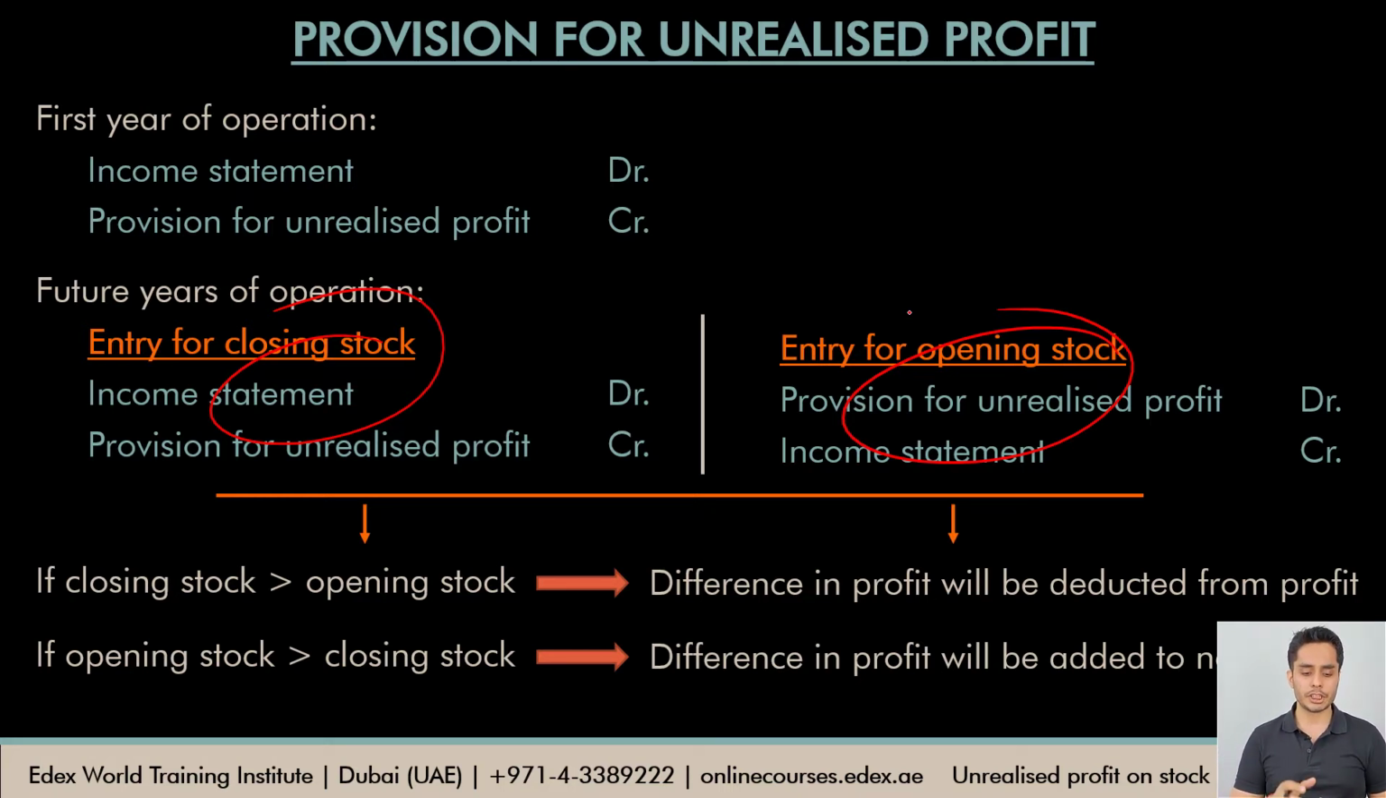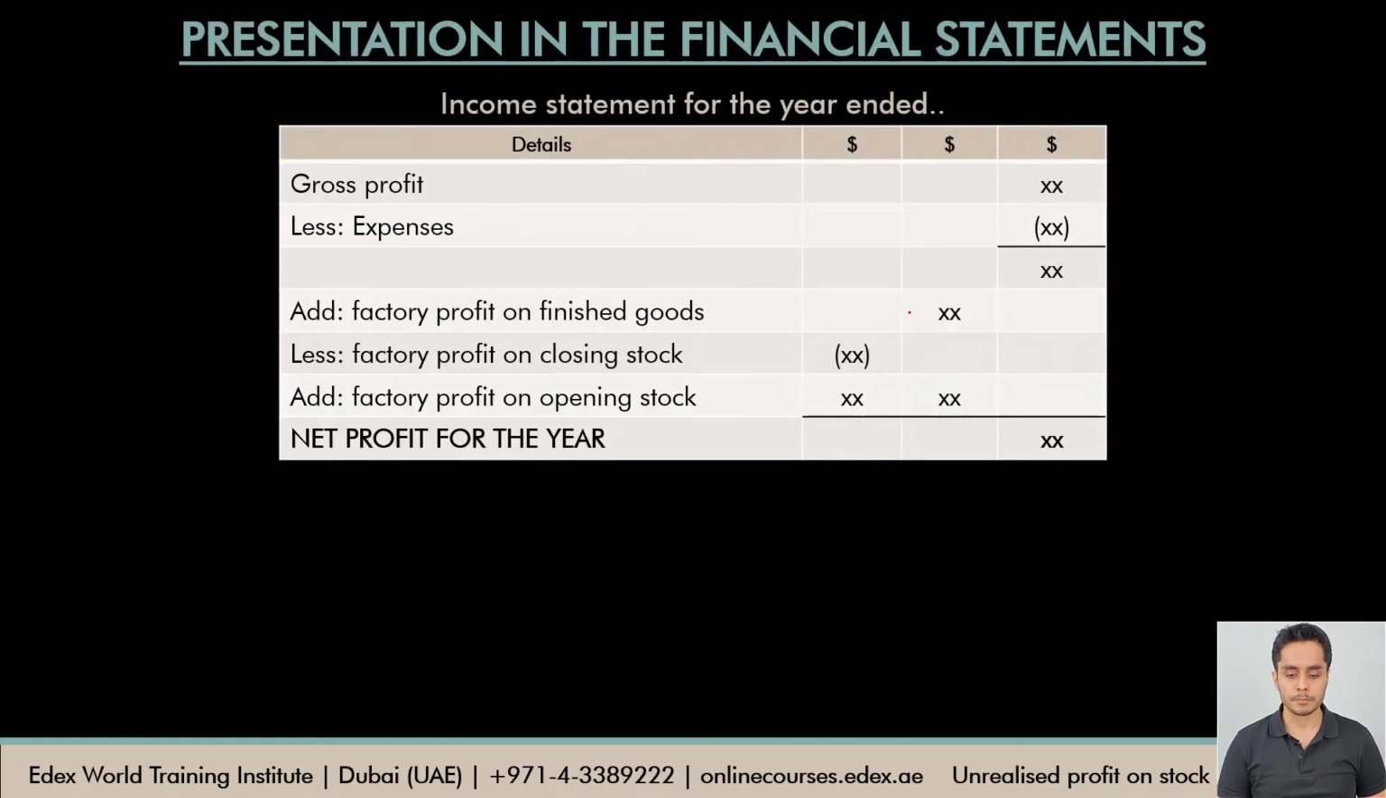In the next presentation, we will see these adjustments wherein I'll actually show you how these are presented in the income statement. So this is the income statement. We've already seen in the previous slide why factory profit was added to the finished goods. After that, if you realize here, the profit that is included in the closing stock will have to be deducted. Obviously, because of this profit, the net profit was actually overstated.